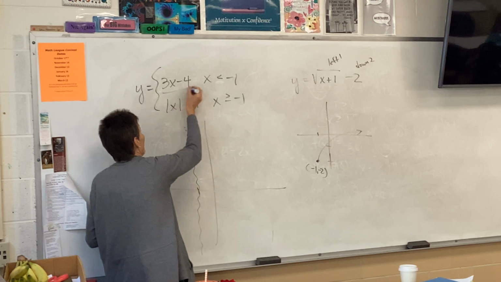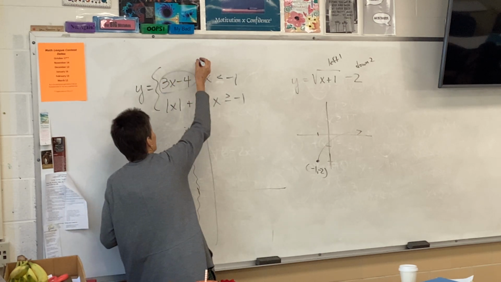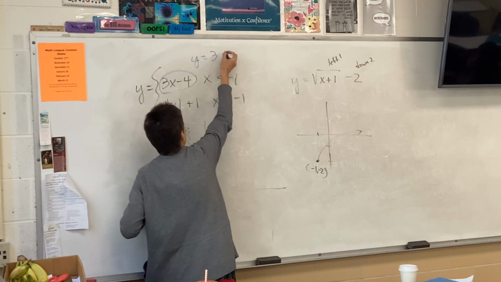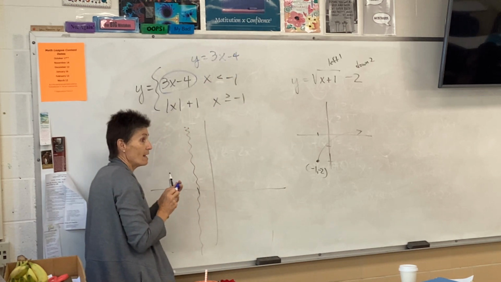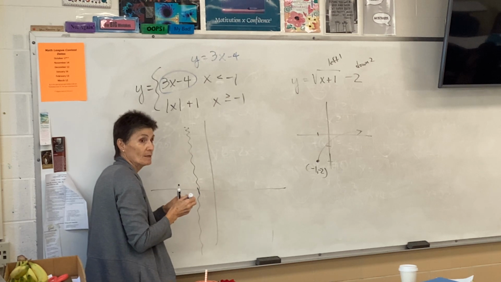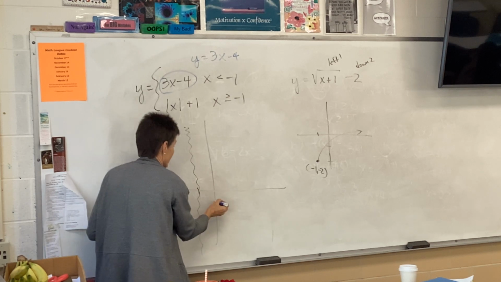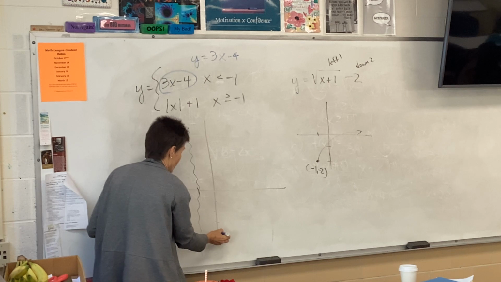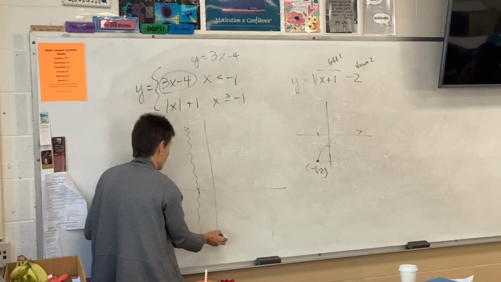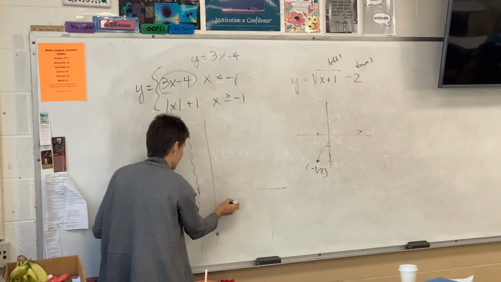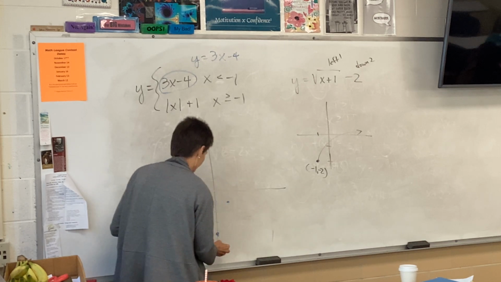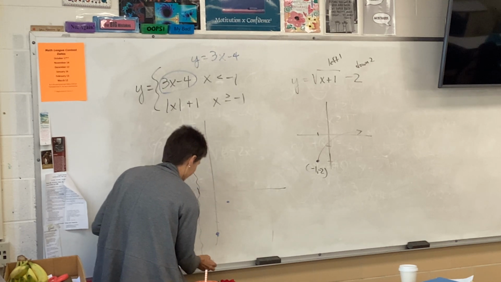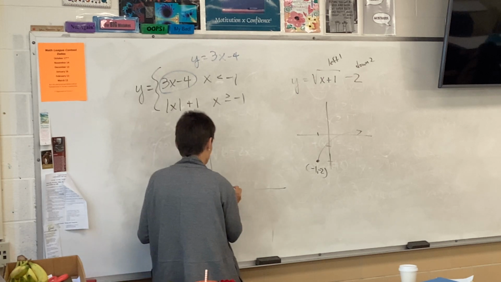Okay, what shape is this? Remember, it's y equals 3x minus 4. Y equals mx plus b. That's a line, 1, 2, 3, 4, with a slope of 3. It's gonna be way down there.